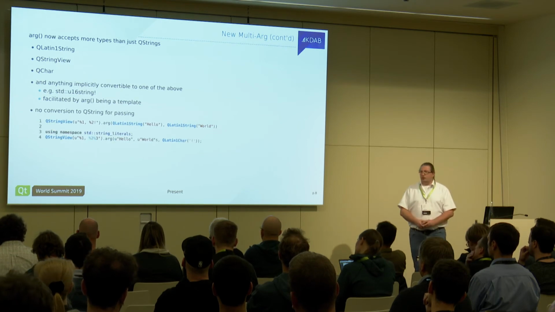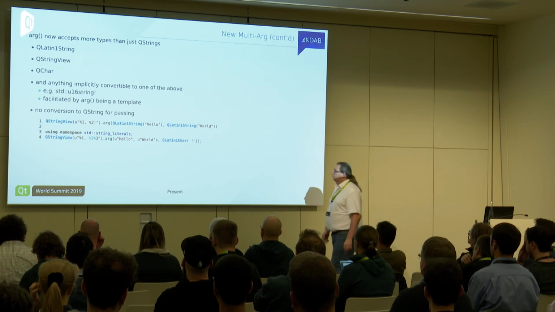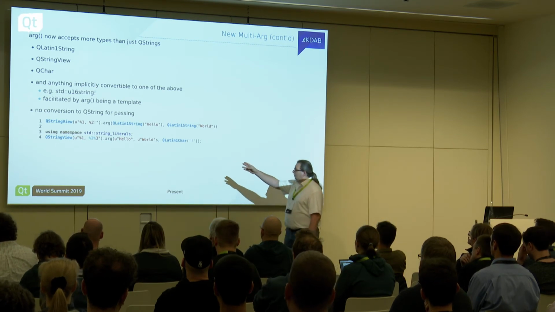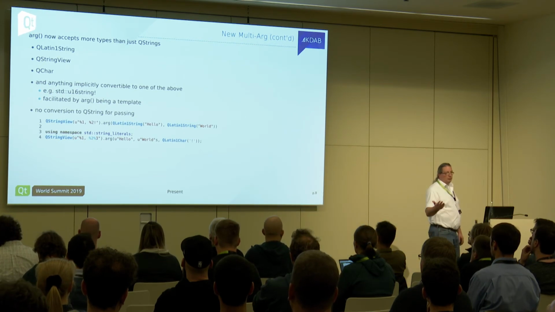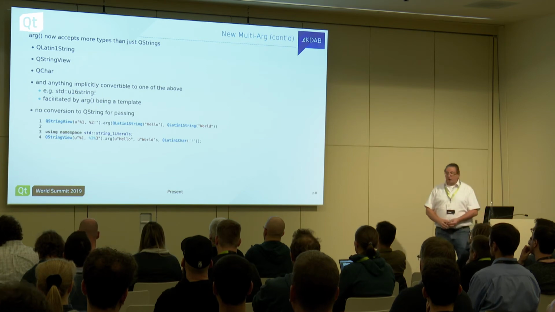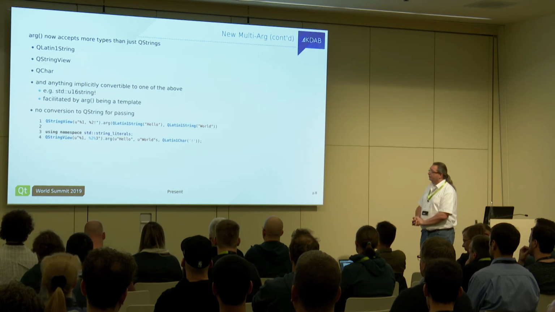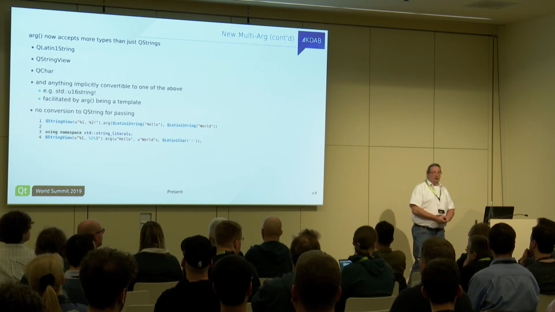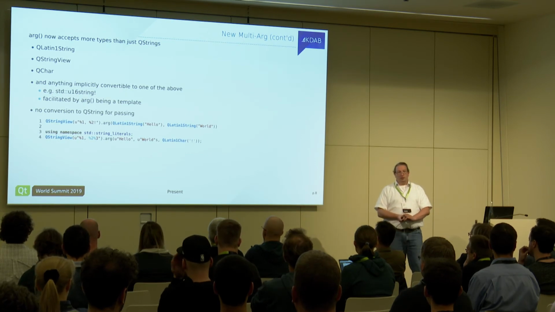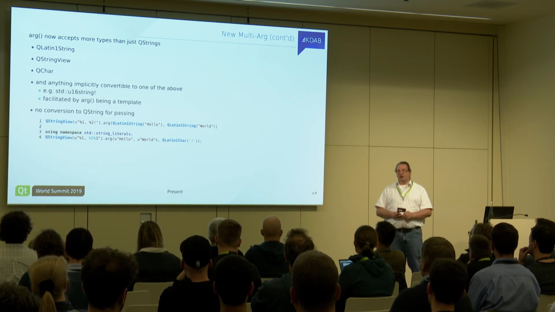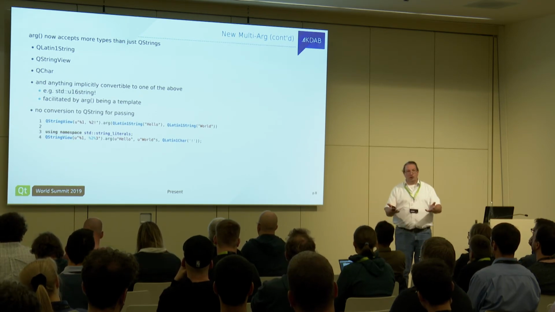This means we can now also pass more stuff. So we can, for example, start passing character literals, char16 character literals, because they implicitly convert to QStringView. We can pass QLatin1Char because they implicitly convert to QChar. And the idea here is that you should not need to construct a QString just to make a format string, and neither should you need to construct a QString just to pass arguments to arg.